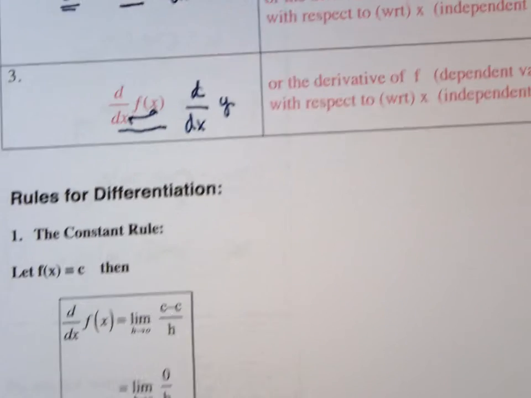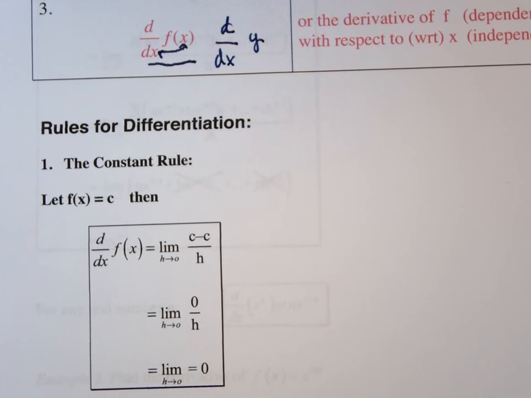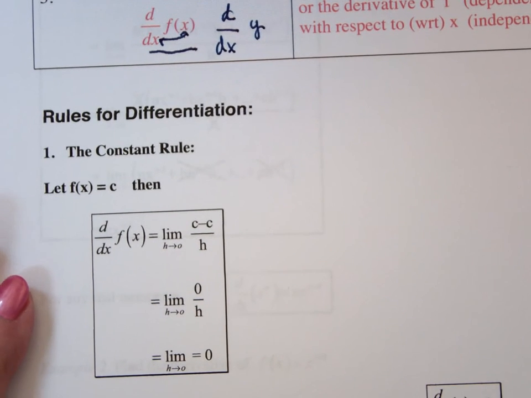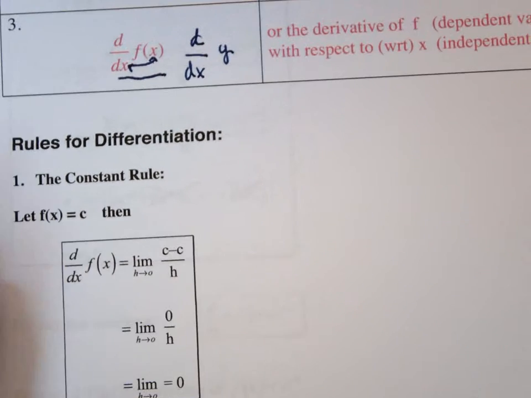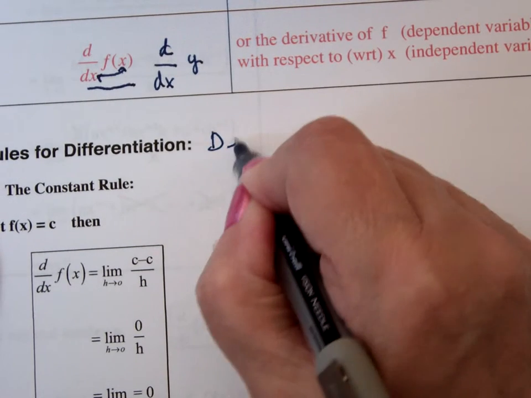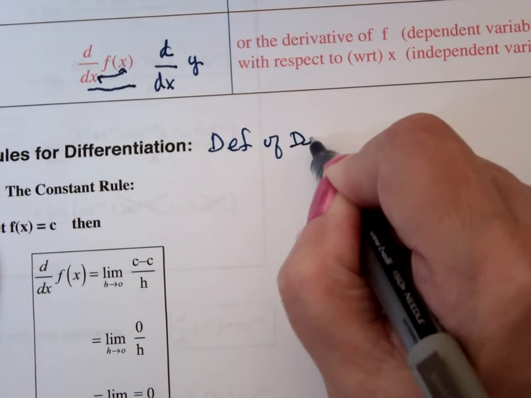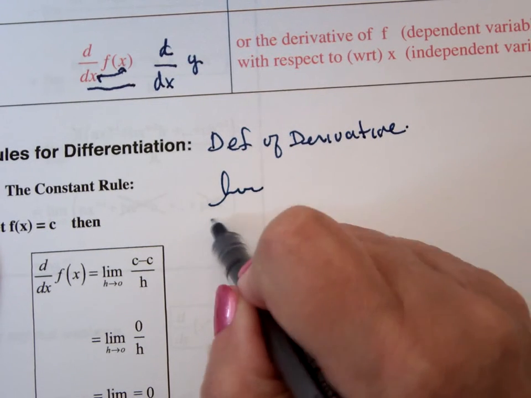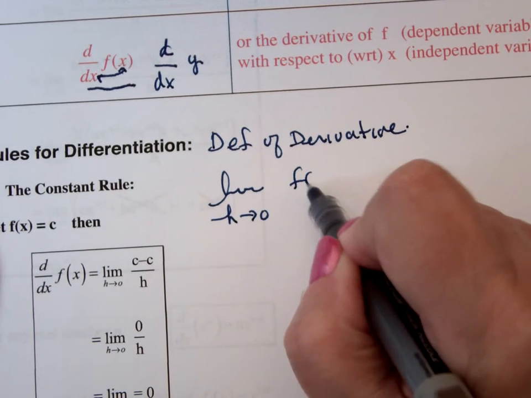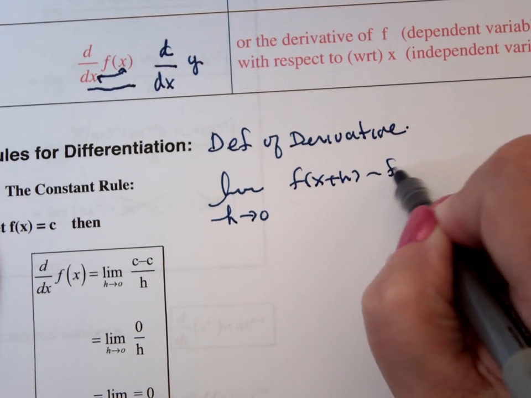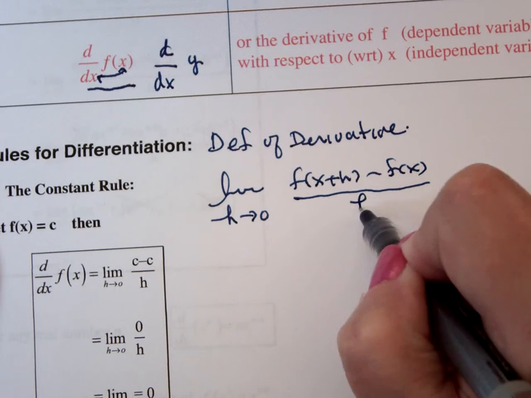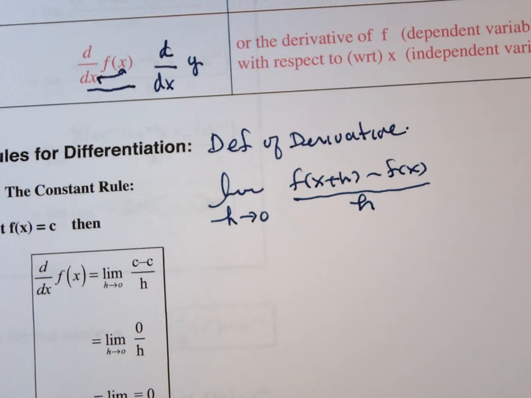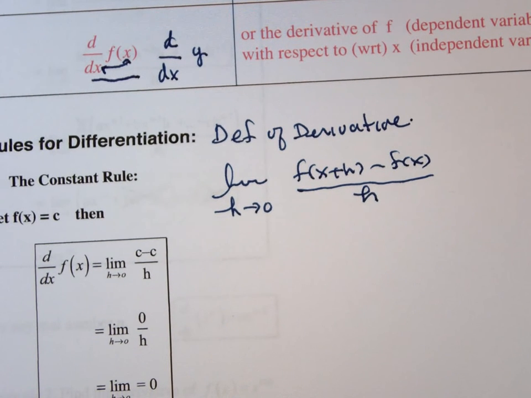The first rule of differentiation is going to be the constant rule. And some of these I'm going to develop using the definition of the derivative. Remember what the definition of the derivative is. It's the limit as h goes to 0 of f of x plus h minus f of x, all divided by h. So all of these rules that I developed from scratch are going to be using the definition of the derivative.